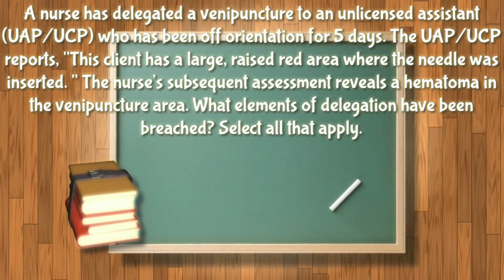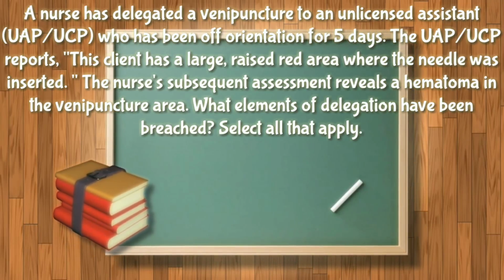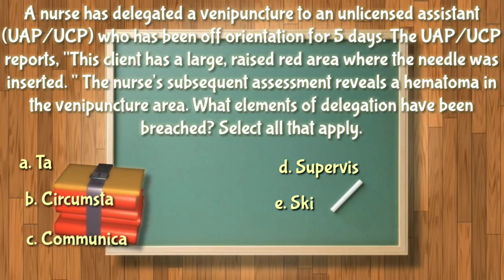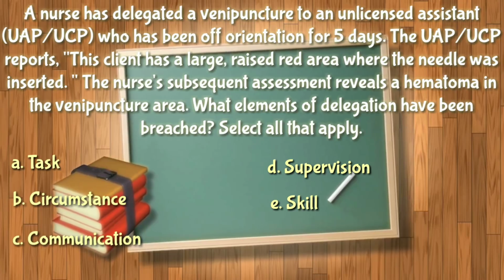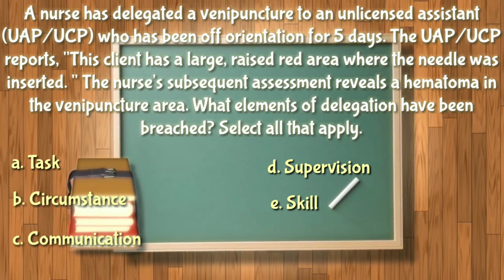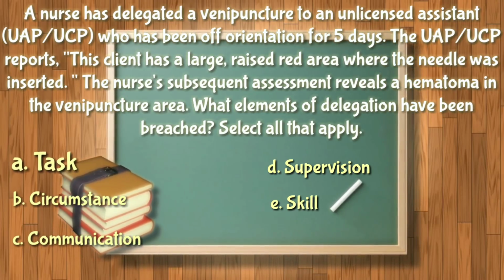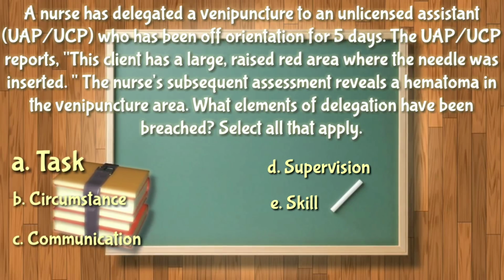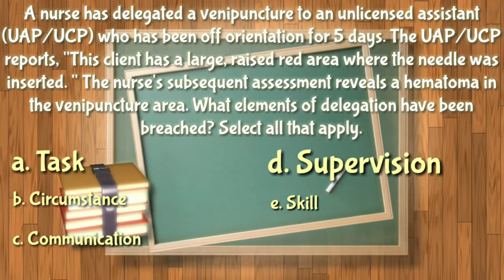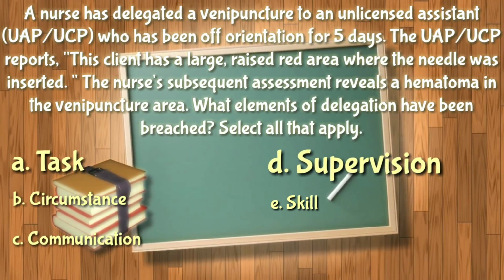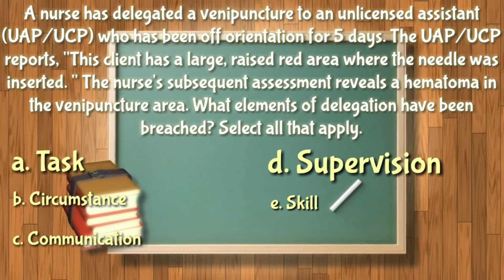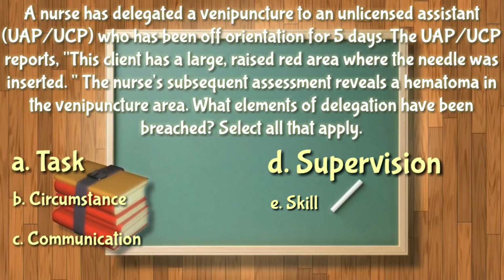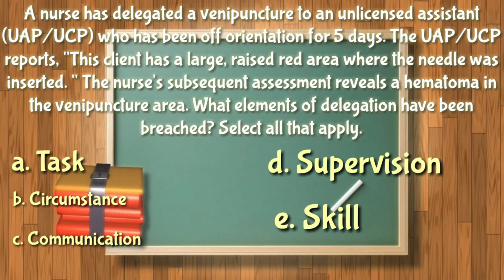What elements of delegation have been breached? Select all that apply. By this question, the nurse assigned a task at which the UAP or UCP evidently was weak, so letter A is included, and did not provide supervision, and letter D is also included. Then the nurse has delegated venipuncture to a UAP or UCP who may or may not be comfortable providing the skills, so letter E is also included.